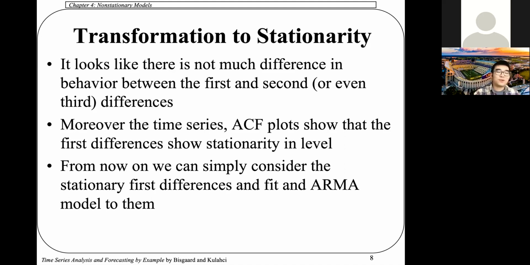Okay, so any questions? That's basically the ARIMA model. Because we have seen the differencing earlier, and we have seen the ARMA model earlier, this part is just given for free. Okay, so any questions here?